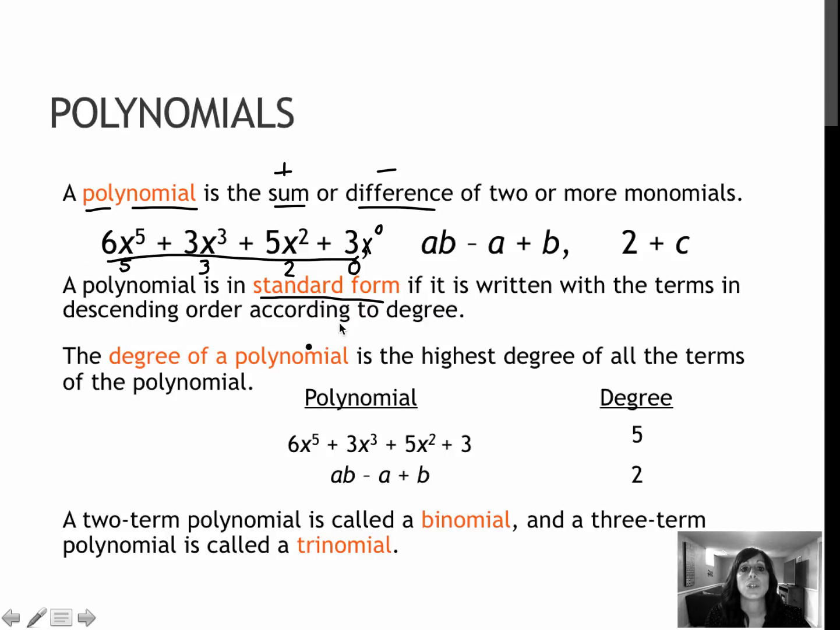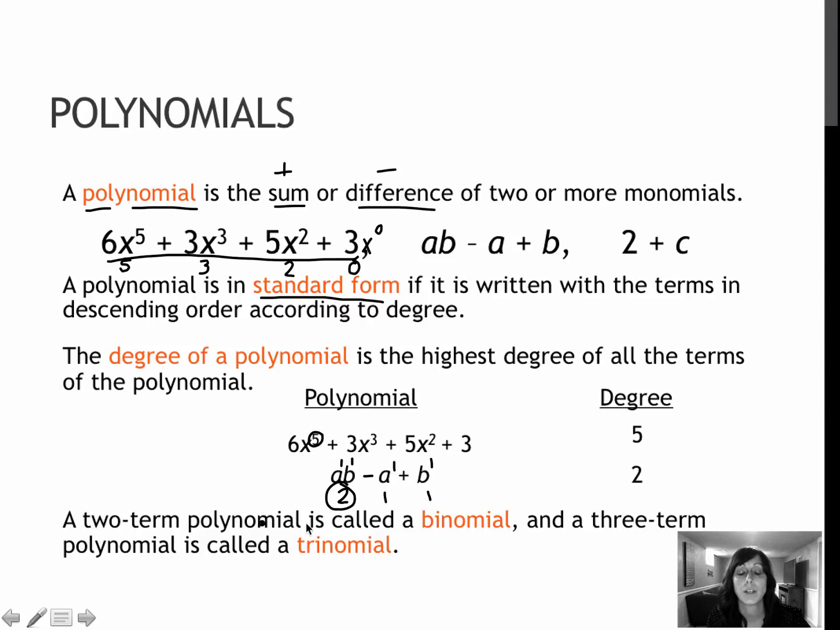When I'm dealing with the degree of a polynomial, so we already talked about the degree of a monomial, the degree of a polynomial is simply looking at all of the different degrees of the monomials and choosing the largest one. So here I had a degree of 5, 3, 2, and 0. The highest degree is 5. This has a degree of 2, a degree of 1, and a degree of 1. The highest of those is 2, so the degree is 2. So notice the rules are different when there are minuses and pluses involved.